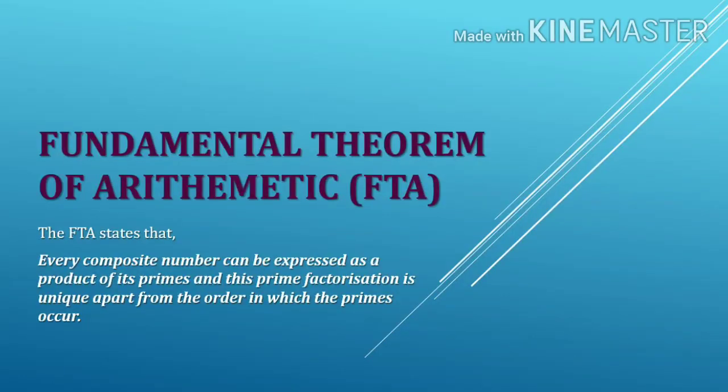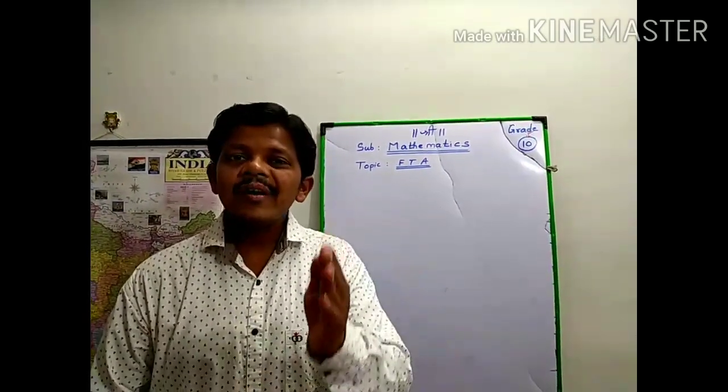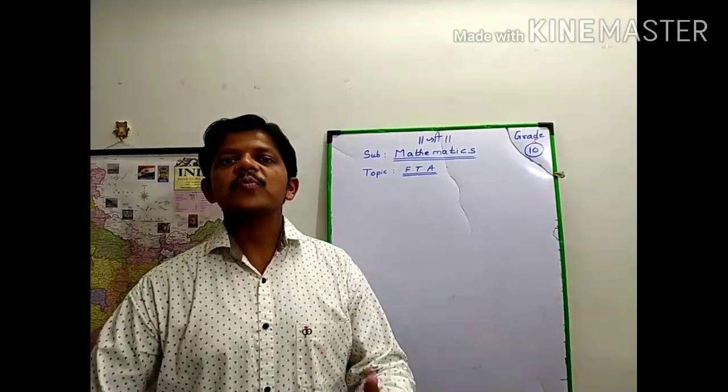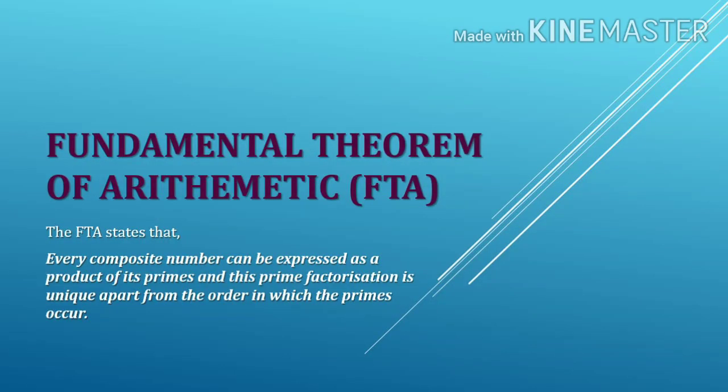Now what does this fundamental theorem say? It is very easy. Again, this you already know, children. We are just going to explore it more. So what is this fundamental theorem? It says that, as you can see, every composite number can be expressed as a product of its primes. That is, the product of its prime factors. Do you know that? We have been prime factorizing numbers. We know that, right? We'll just see an example also. But let me complete the definition: as the product of its primes, and this prime factorization is unique apart from the order in which the primes occur.